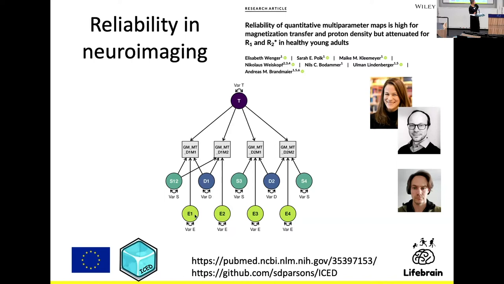And this gives a framework to formally test the reliability of these different aspects, and it's called intra-class effect decomposition, abbreviated as ICED, and has been developed by Andreas Brandmaier and colleagues, and recently applied by Elisabeth Wenger and colleagues with testing the reliability of quantitative multi-parameter maps in magnetization transfer imaging.